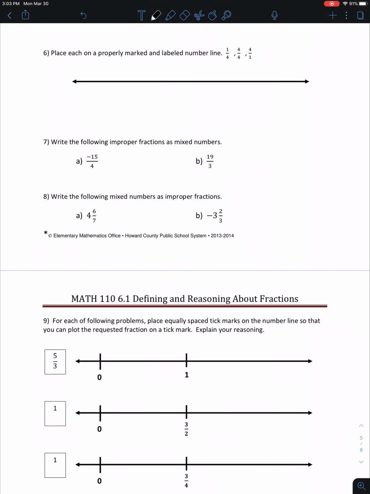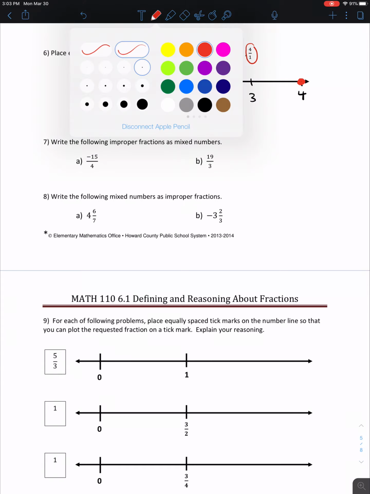So let's look at number 6 real quick. Number 6 talks about how to place different numbers on a properly marked number line. We've got 1/4, 4 over 4, and 4 over 1. In this case, we want to make sure we give ourselves enough room because 4 over 1 is a big number, so we're going to have to go far enough up to get that. So let's do 0, 1, 2, 3, and 4. Two of these we can mark right away because 4 over 1 we know is the same thing as just 4. So that's going to give us that one.